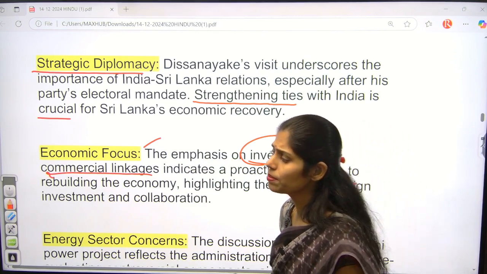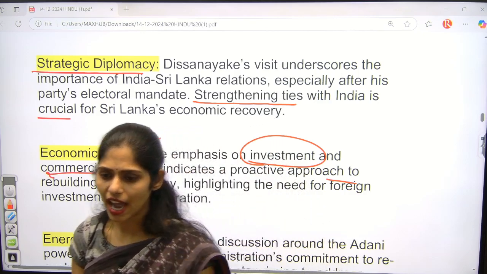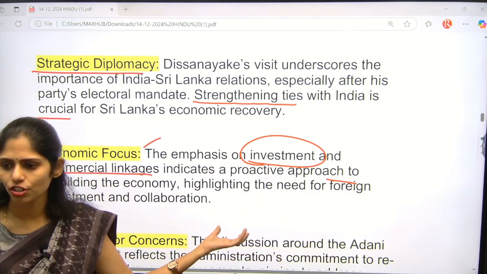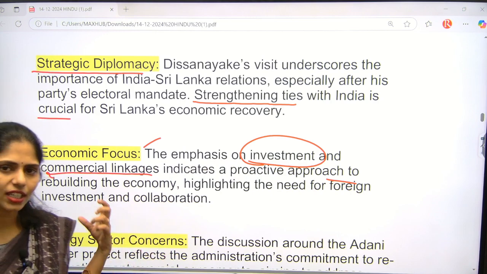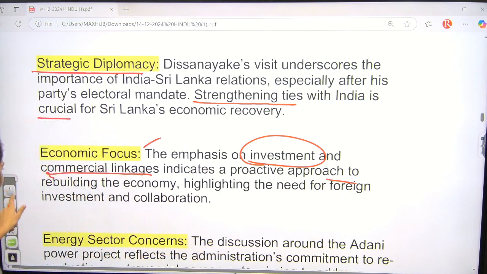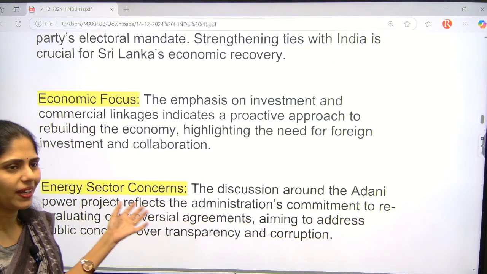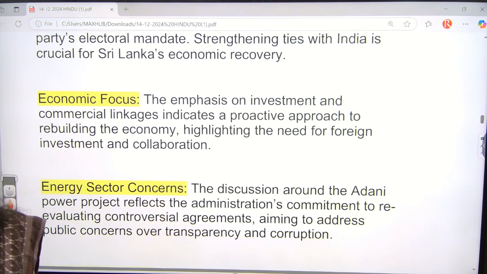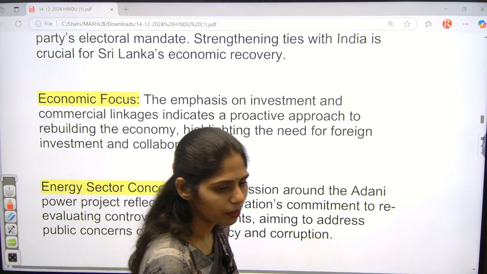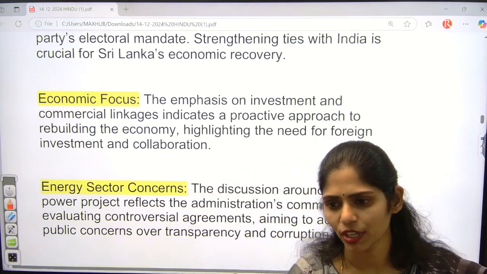Sri Lanka is also important for India because we can have access to the trade markets of Sri Lanka, so that we can increase our imports. And obviously, we also require foreign investment as well as collaboration with different countries. That will be helpful for overall economic development and technology improvement of a country.